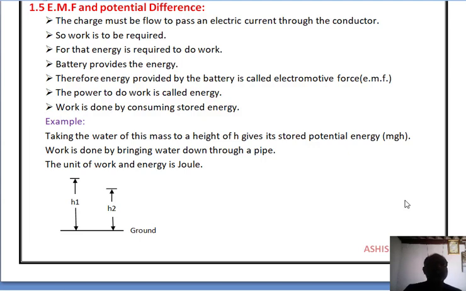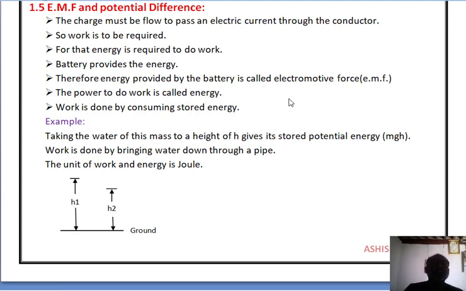The difference between EMF and the potential difference. Now the charge must flow through the conductor or the conducting material to pass an electric current through it. For that, work is required. So energy is required to do the work, and this energy is provided by the battery.